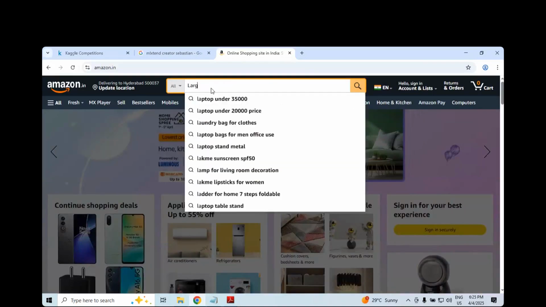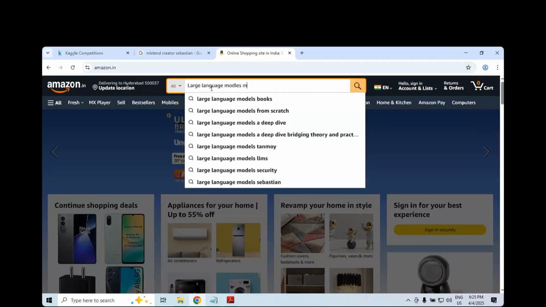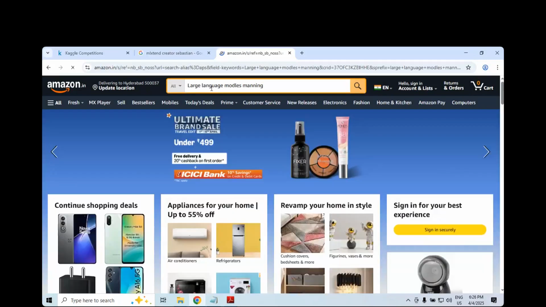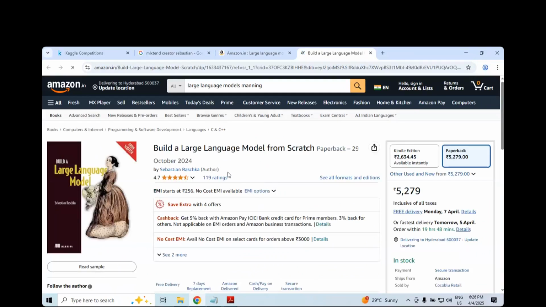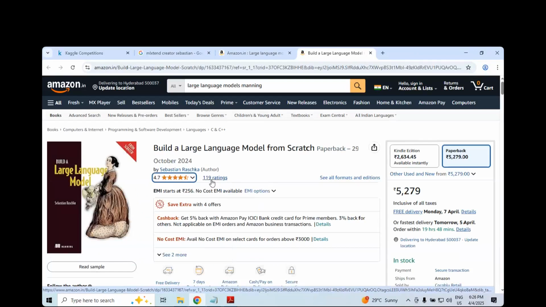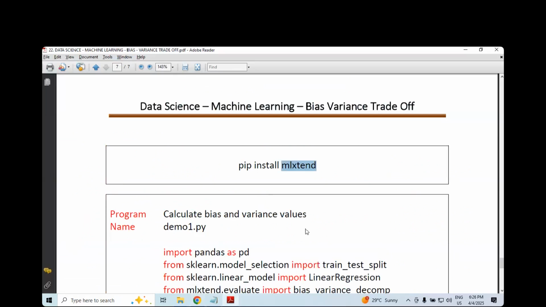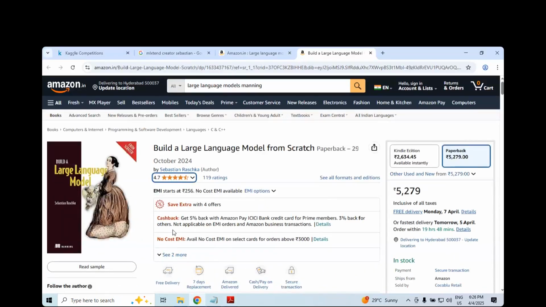Large Language Models, Manning Publication. Yeah, excellent. Seriously an amazing book. I have studied the whole book. He's the same Sebastian, with a very good rating. He created a library, and the library name is MLxtend. He's an expert. He did a PhD in machine learning. There are some authors you should be aware of.